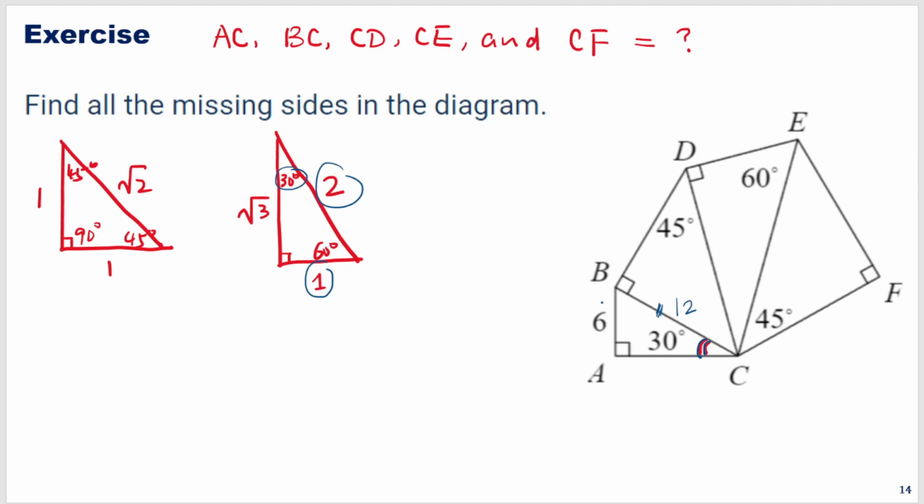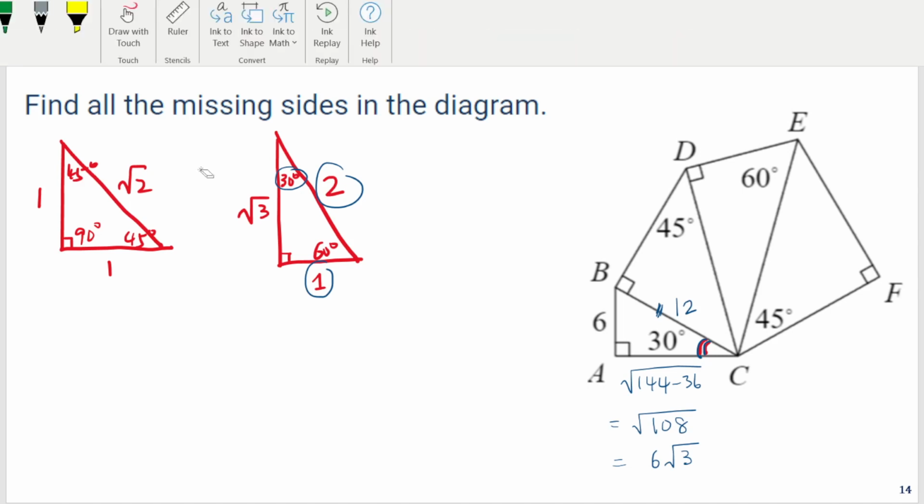This side is the square root of 144 minus 36, right? Which is the square root of 108. Then that is 6 square root of 3, right? This is one way to find the other leg.